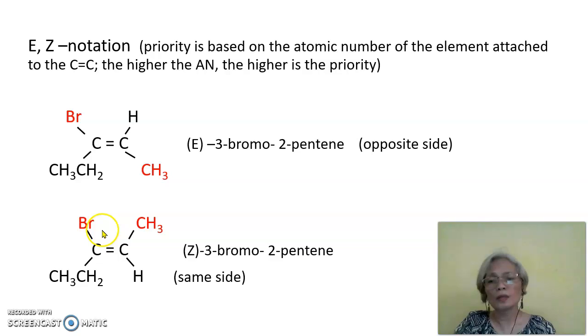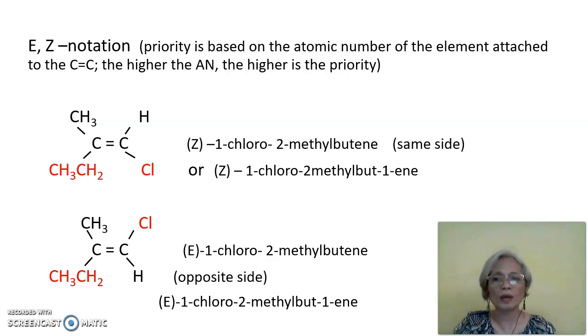This time the substituents which are of higher priority are on the same side of the plane, and therefore we have (Z)-3-bromo-2-pentene. Z meaning same side. So it's easy to remember: cis and Z, then E, opposite.